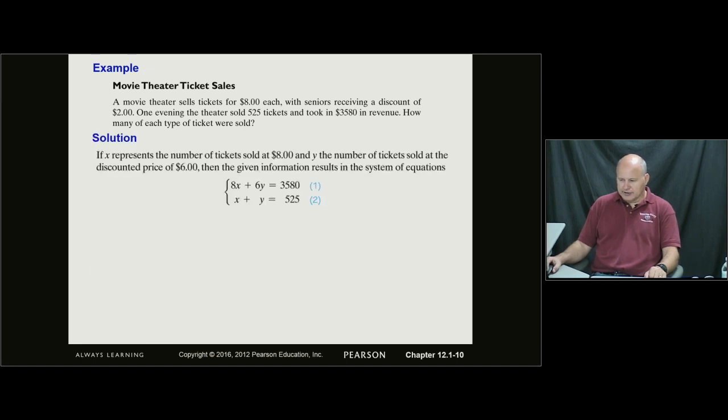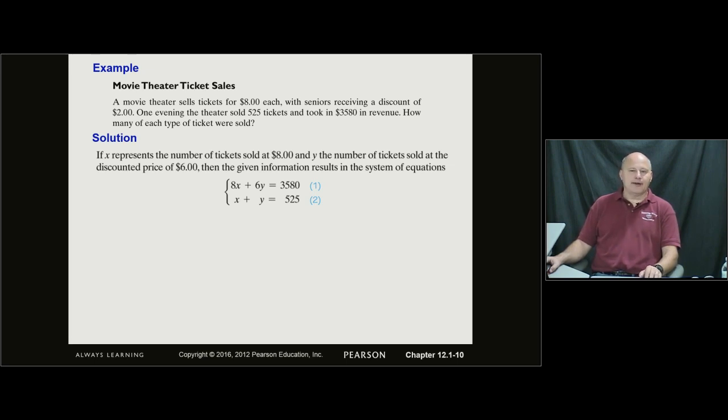All right, so let's look at that. If x represents the number of tickets sold at $8, and y the number of tickets sold at the discounted price of $6. Remember, the seniors get a $2 discount, so their tickets are going to be $6. Then this becomes the system of equations. So we get 8x plus 6y equals 3,580.